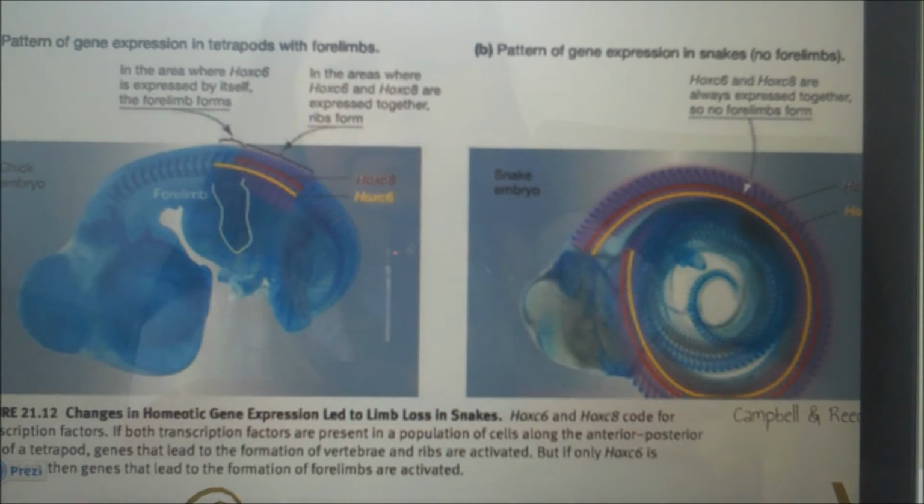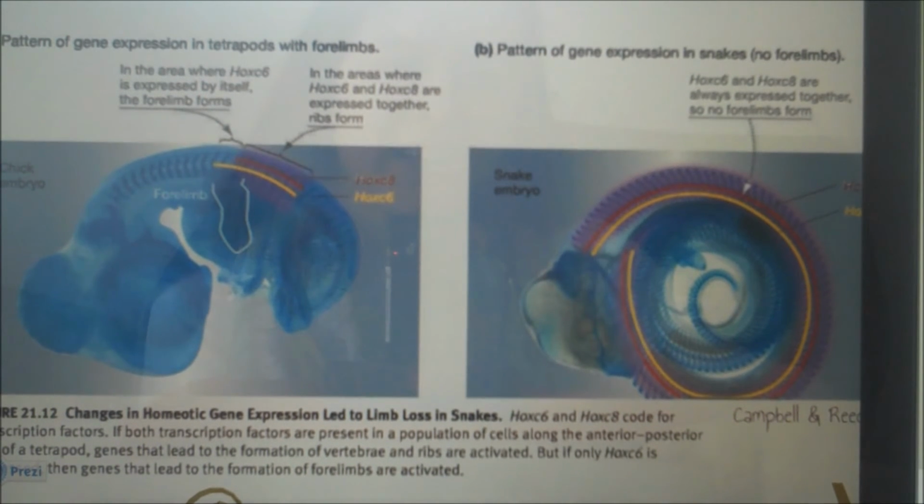These two pictures demonstrate how different expressions of the Hox gene can lead to different developmental patterns. On the left, there's a chick embryo where the Hox XC8 gene and Hox XC6 gene are displayed in yellow and red. Where the red and yellow overlap, there are ribs, but where the yellow extends out in front of the red, a forelimb develops.